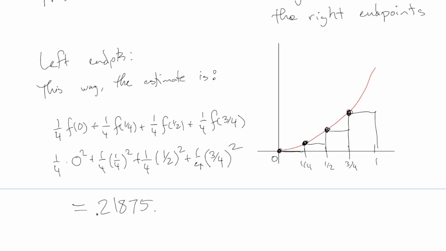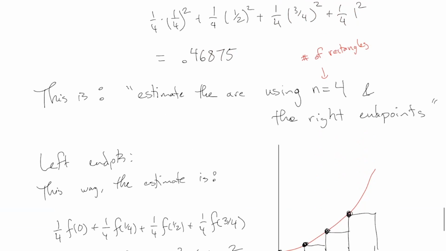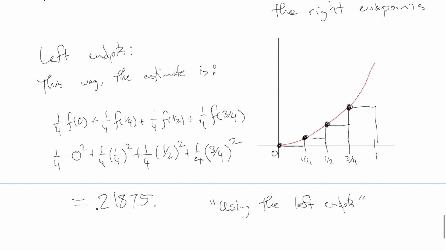All right. So this one that we just did was using the left endpoints, and that's an underestimation. So when we use the right endpoints, we got an overestimate. When we use the left endpoints, we got an underestimate. So it means the true area is something in between those two answers, right? It's bigger than this 0.21, but it's less than this 0.46. I already told you, the true area is actually 1/3. All right, but anyway, this is the estimation using the left endpoints.